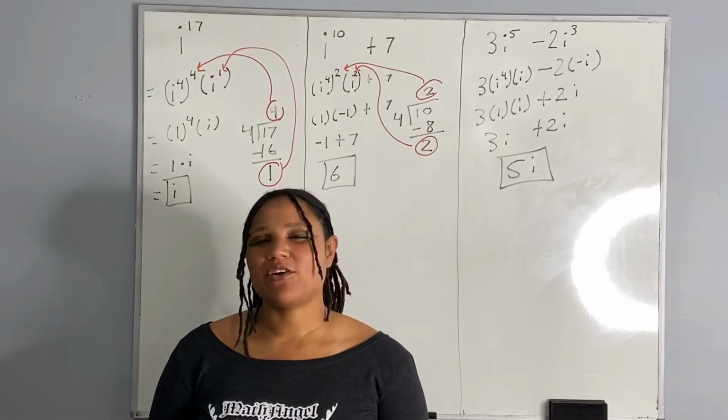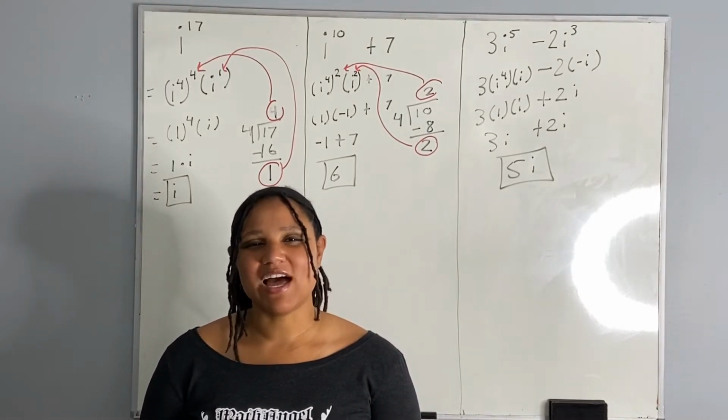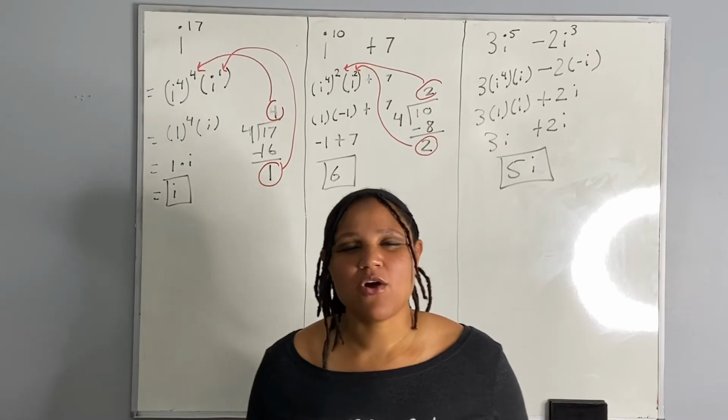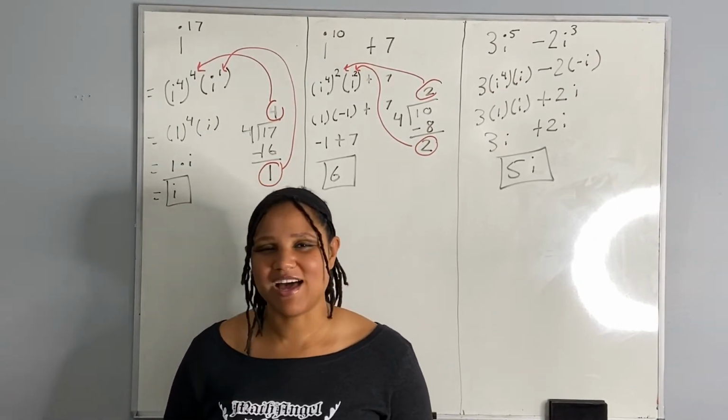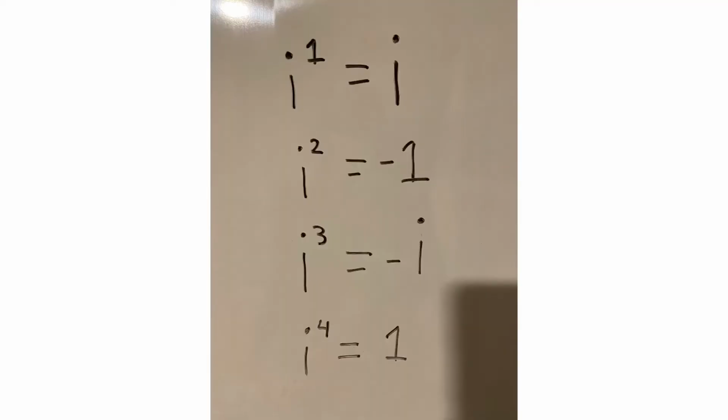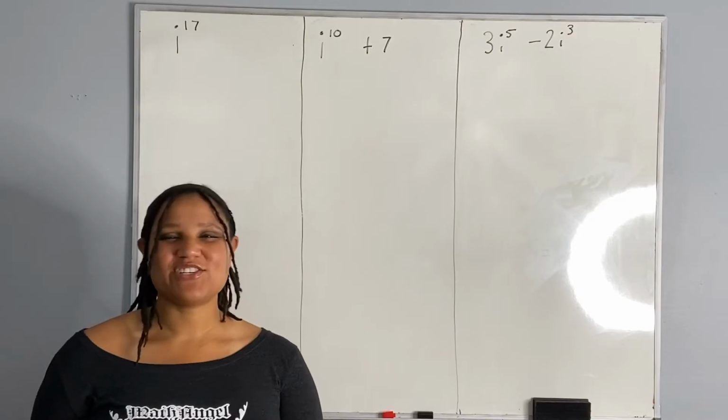In this video, we are going to find each power of i. Before watching this video, make sure that you have memorized the first four powers of i. i to the first power is i, i to the second power is -1, i to the third power is -i, and i to the fourth power is 1. Okay, so let's look at our first problem.